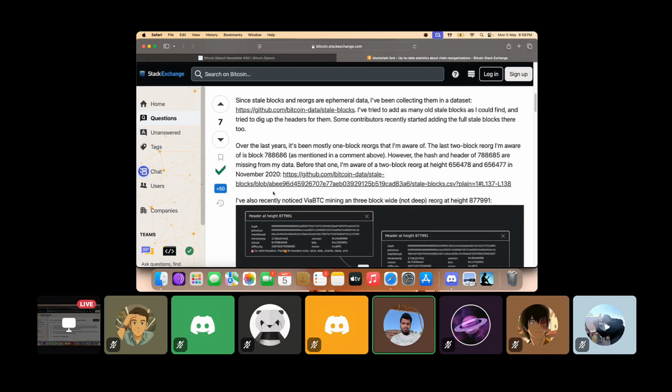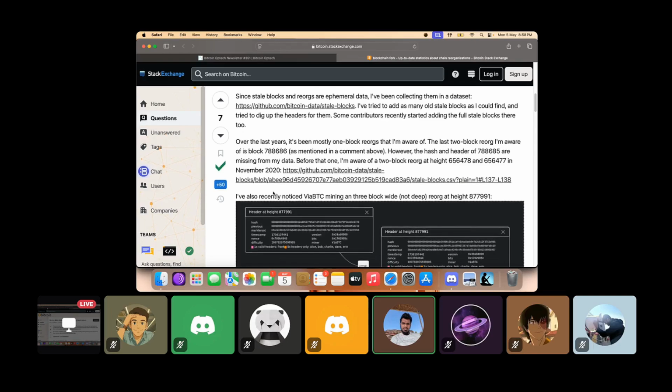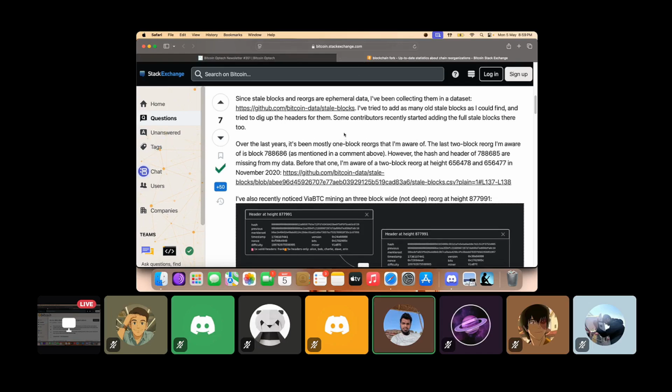So three block or four block reorgs are very rare. They happen very rarely. But like I said, the more decentralized mining is, the lesser the chance of reorg. And the more centralized mining is, the higher the chance of reorg. However, statistically, the last known or recorded two block reorg happened in November 2020. Right, that's what the question is and that's what the answer is.